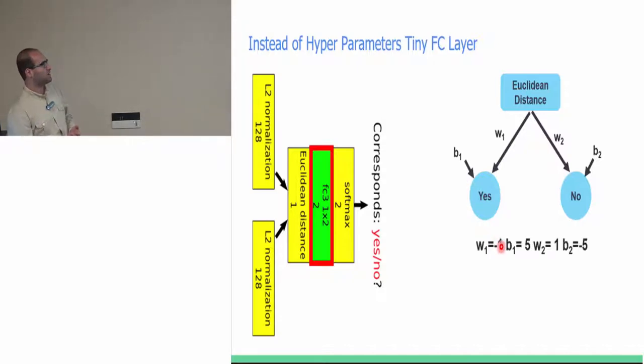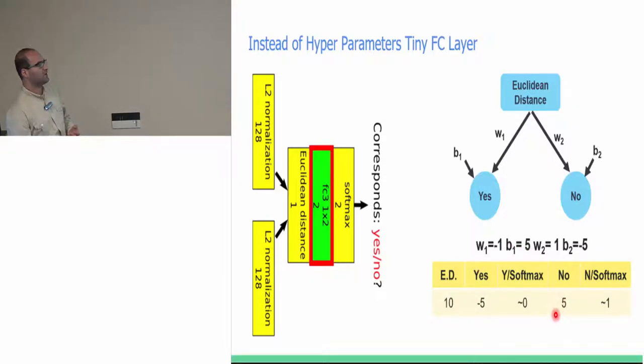So let's assume that we have a weight W1 of minus 1 with bias 5, and W2 of 1 with bias minus 5. Then if you get a Euclidean distance of 10, we get minus 5 for yes and 5 for no, and when we apply a softmax, it converges to 0 and 1. If we get a Euclidean distance of 1, we get 4 for yes and minus 4 for no, and the softmax converges to 1 and 0. So they only decided the signs initially, then the network trained itself.